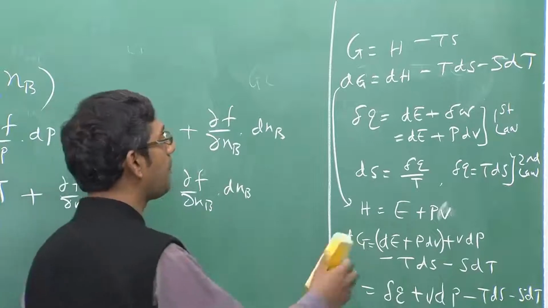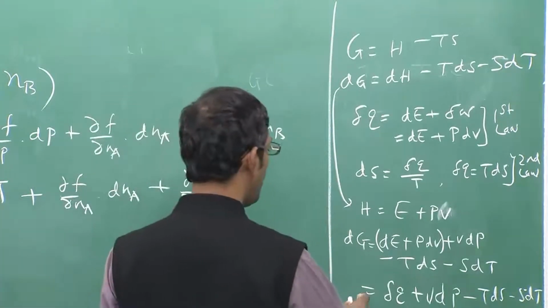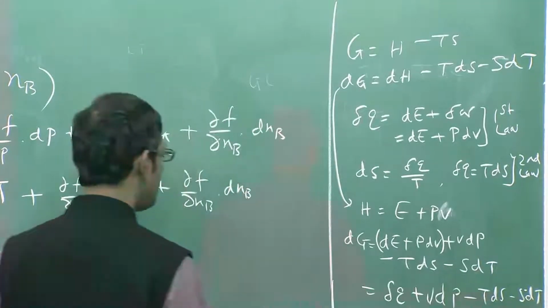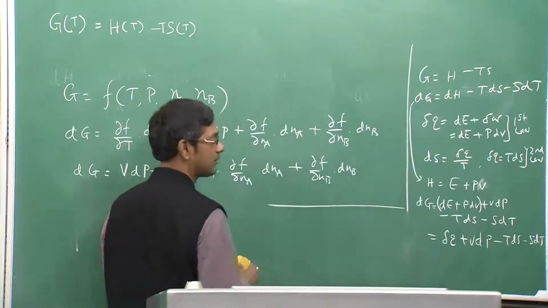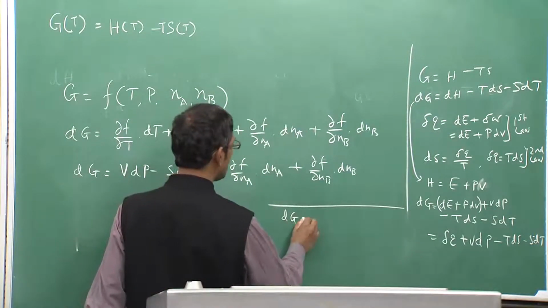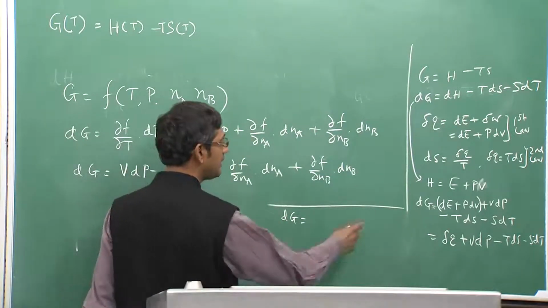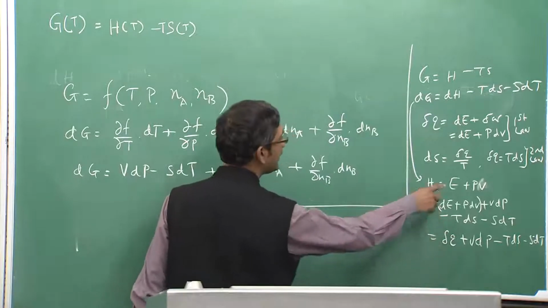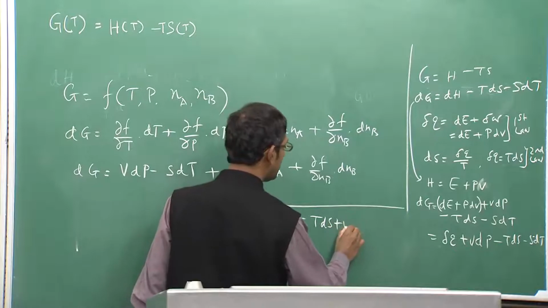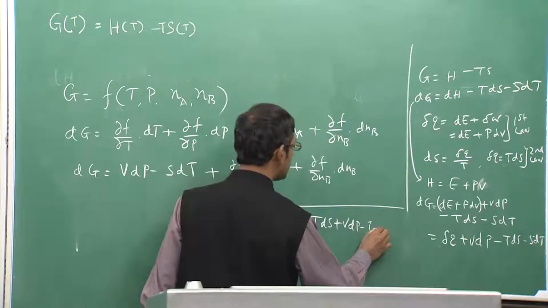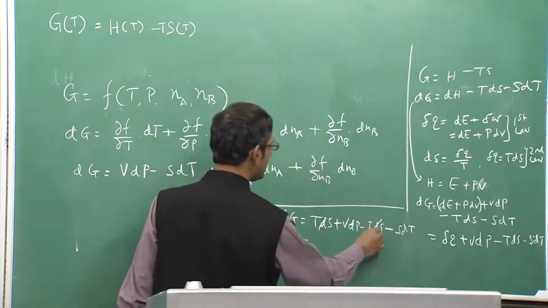So now I just go up and write down these things because you can't see from the pattern. Let me write it up here, that is better. So is it very clear, dG is equal to del Q plus VdP minus TdS minus SdT. So dQ is again TdS by the second law. So I can write TdS plus VdP minus TdS minus SdT. That means TdS gets cancelled.